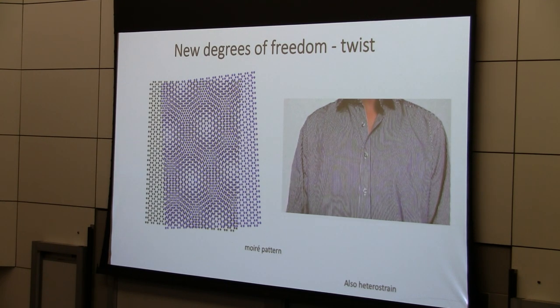Now, another degree of freedom which has not been exploited a whole lot is, instead of twisting, you can also apply strain to one of the layers, and make the lattice constant different that way. That's a degree of freedom that hasn't nearly been explored as much.